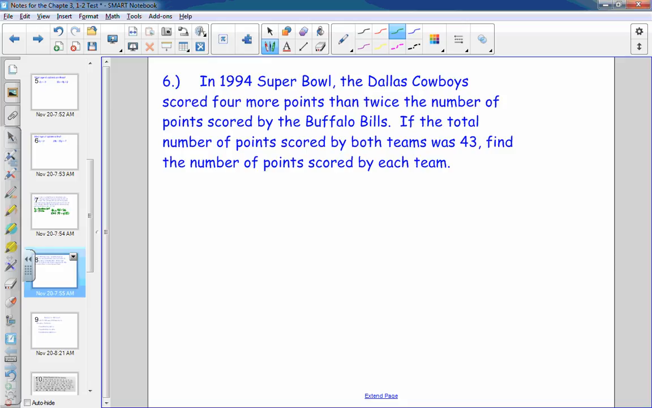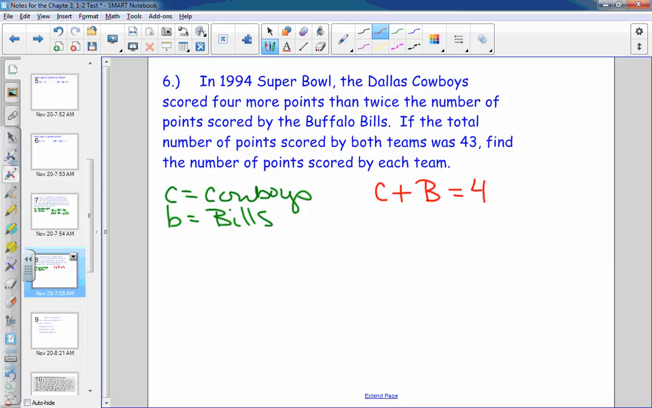In the 1994 Super Bowl, the Dallas Cowboys scored 4 more points than twice the number of points scored by the Buffalo Bills. So what are my variables? C for Cowboys, and B for Buffalo Bills. Now, it says if the total number of points scored by both teams was 43, what am I going to do to get the total number of points scored? I'm going to add the Bills and the Cowboys together to get total points of 43. So I'm going to have Cowboy score plus my Buffalo Bills score has to equal 43 total points. Okay? That comes from this sentence right here.